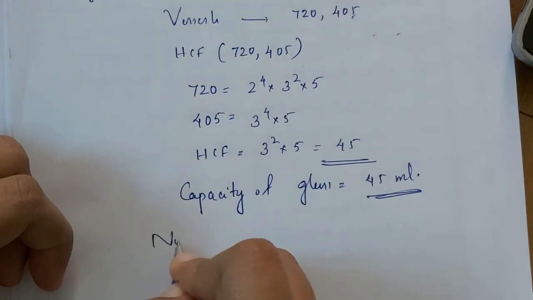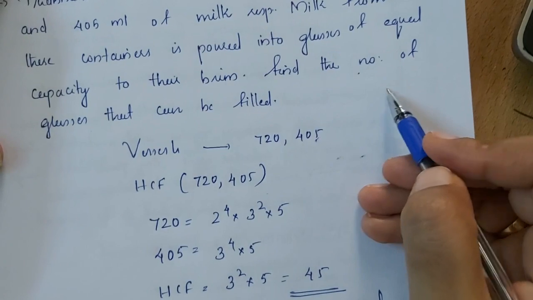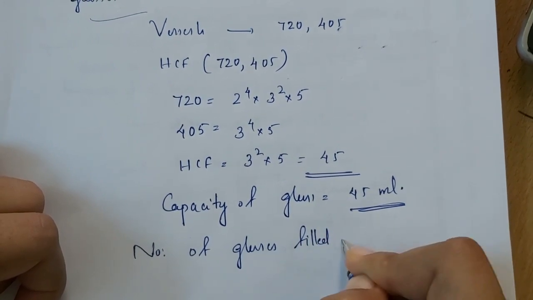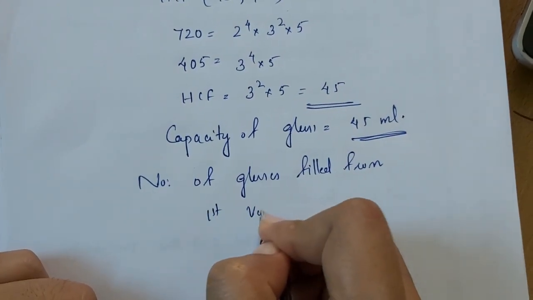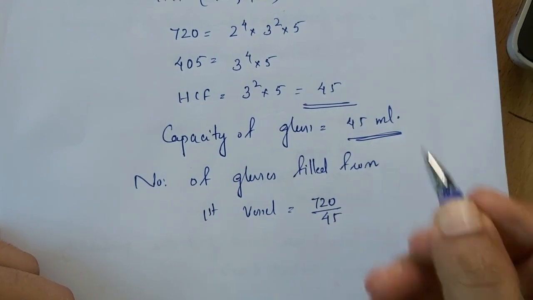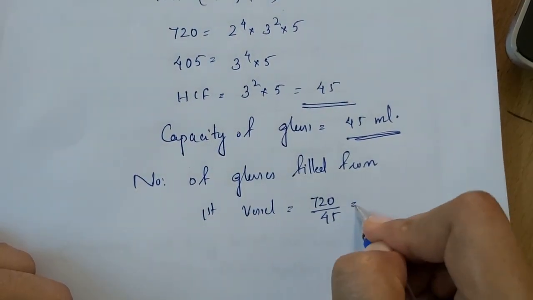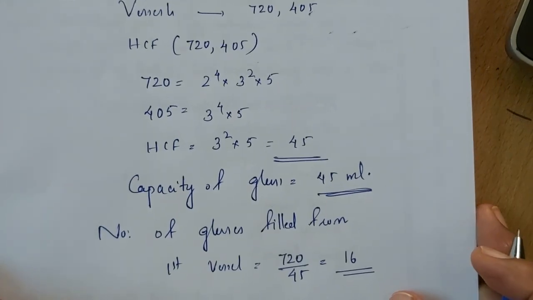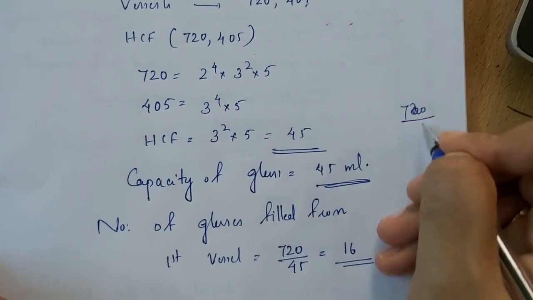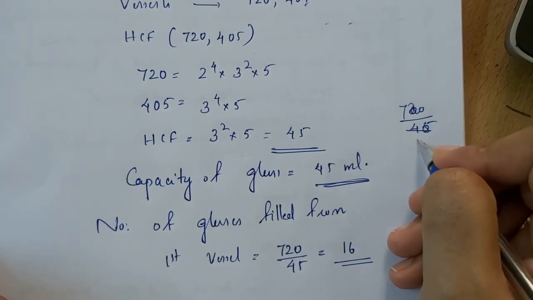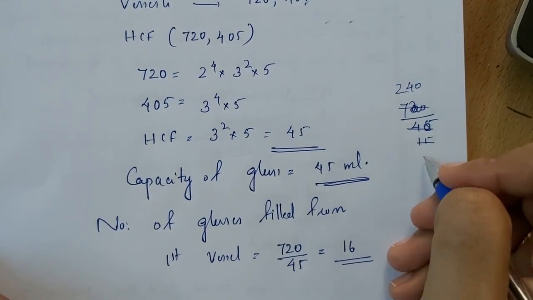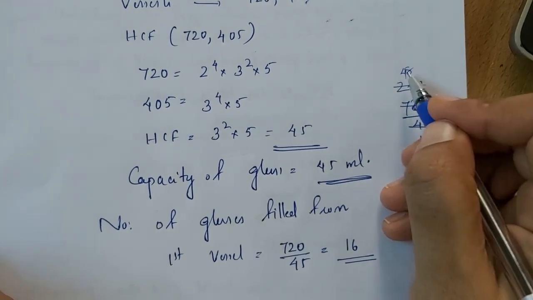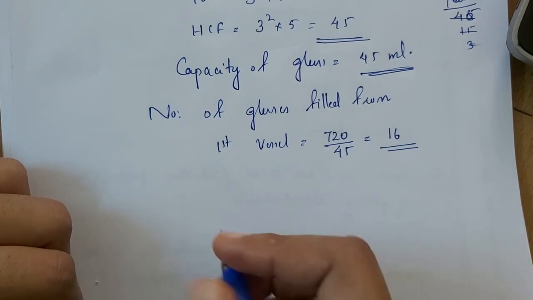Number of glasses required. Then the question is to find the number of glasses filled from the first vessel, which is equal to 720 divided by 45. The whole measure is 720 divided by the glass measure, which is equal to 16.